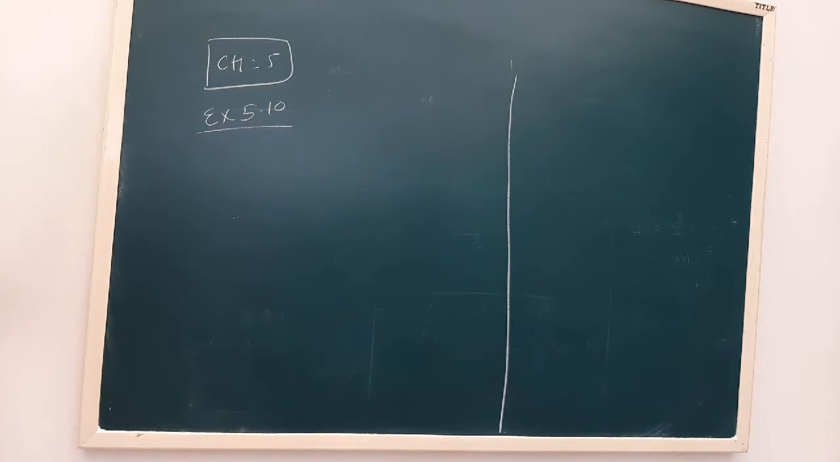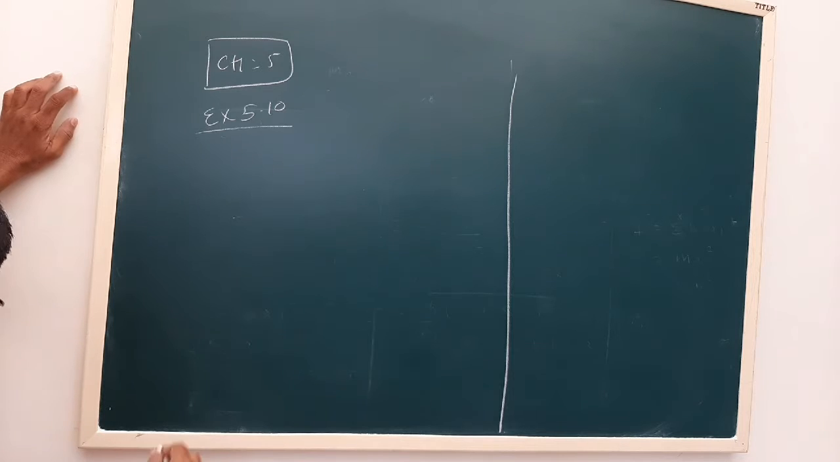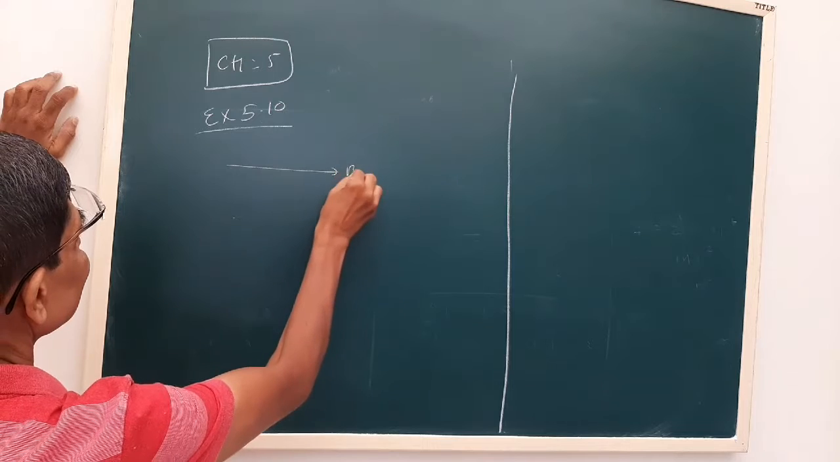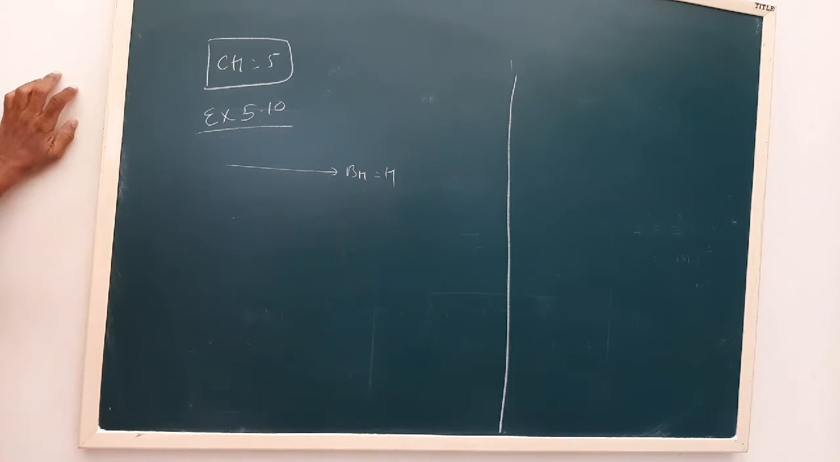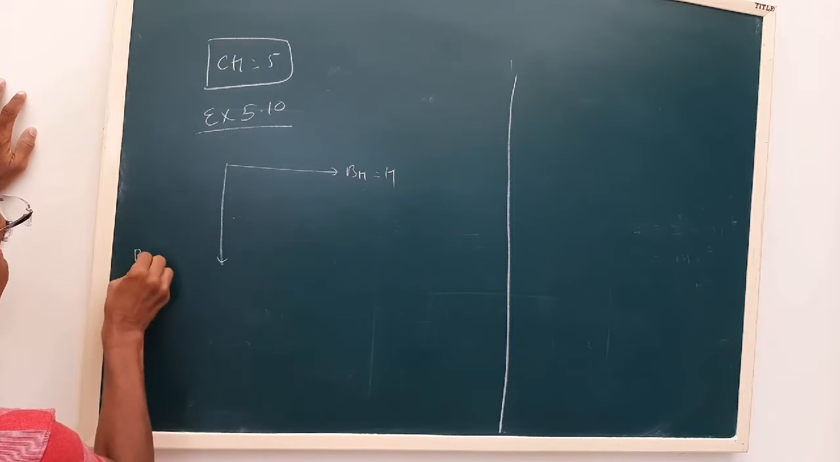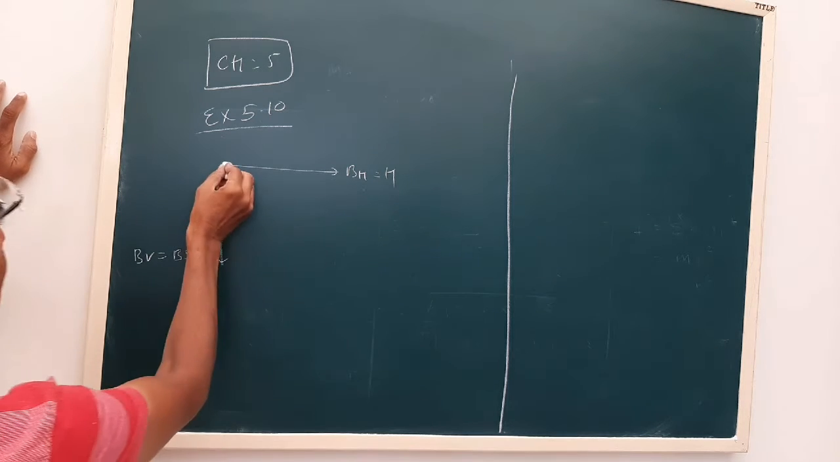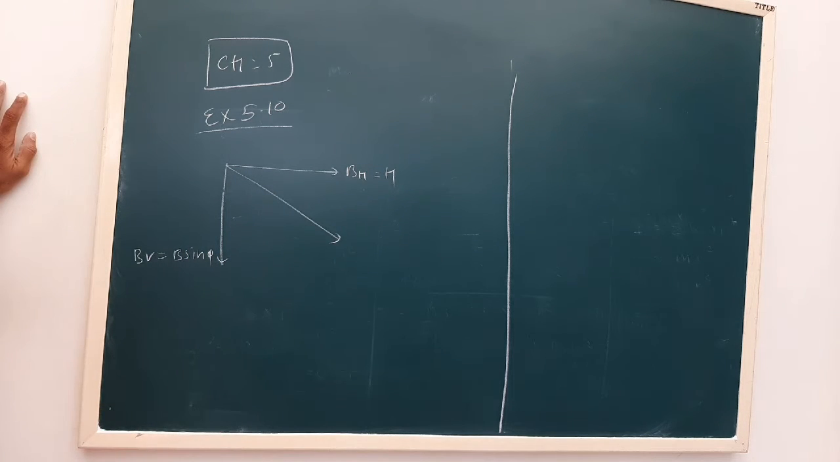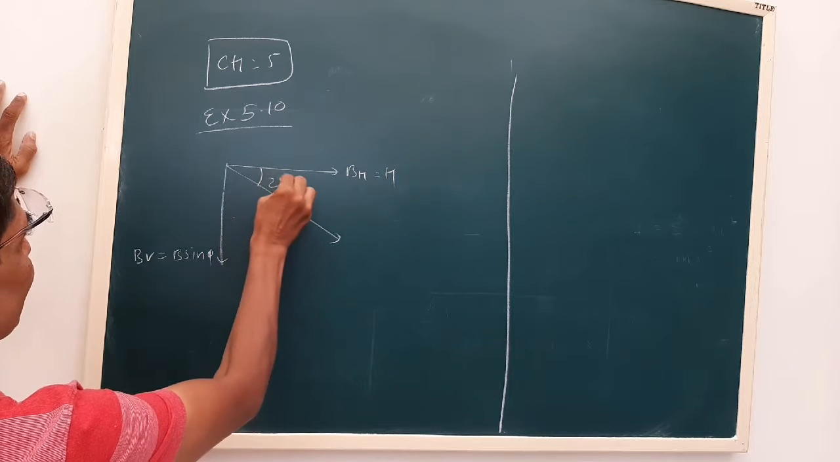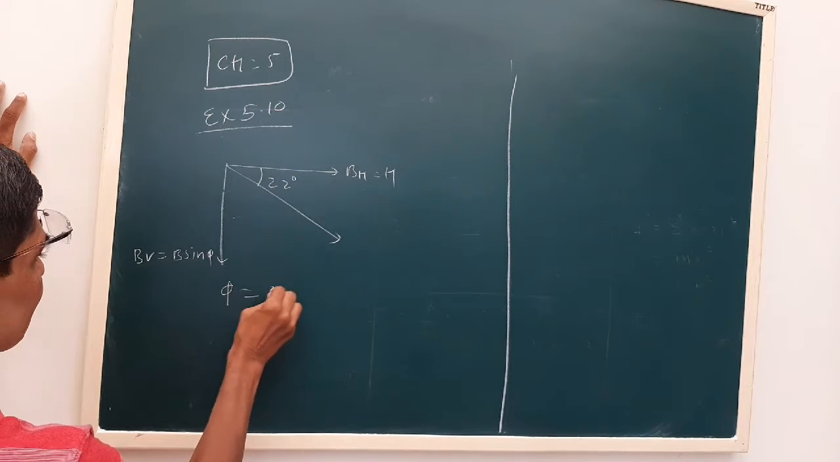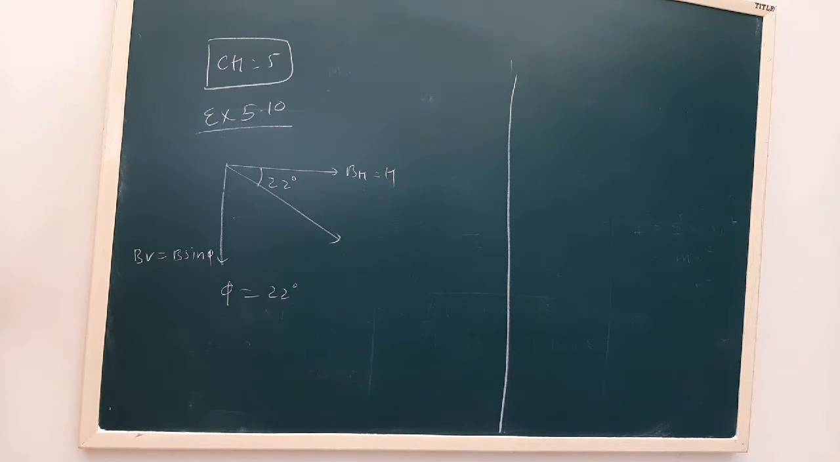Next is exercise number 5.10. A magnetic needle free to rotate in a vertical plane normal to the magnetic meridian has its north pole pointing 22 degree below the horizontal. That is the horizontal component of the Earth's magnetic field, B_H. The magnetic dip angle is given as pointing downward, that means the magnetic dip angle phi is 22 degree.